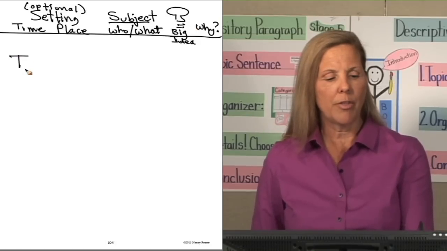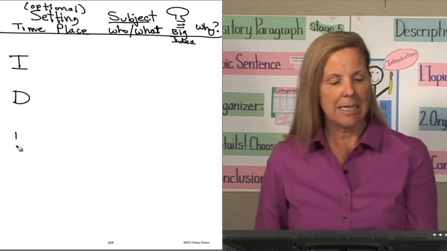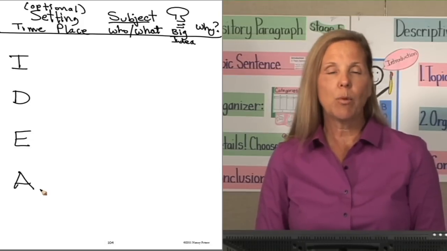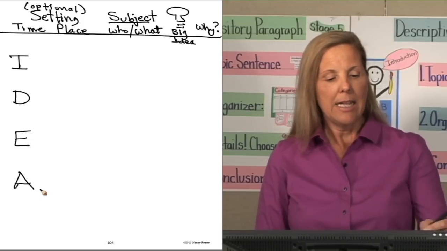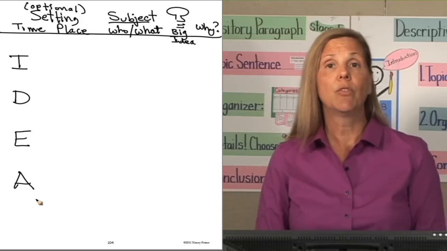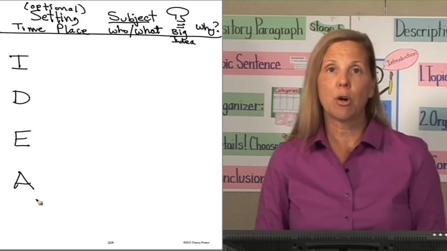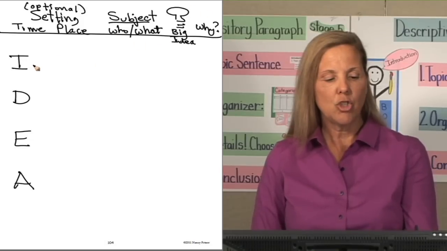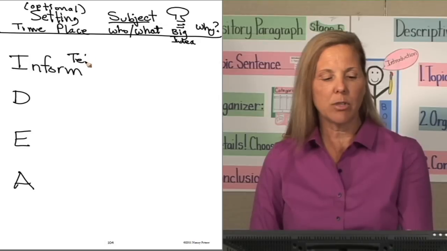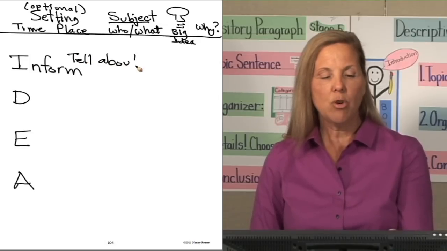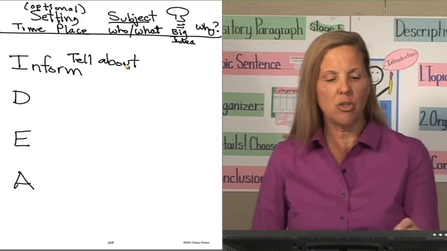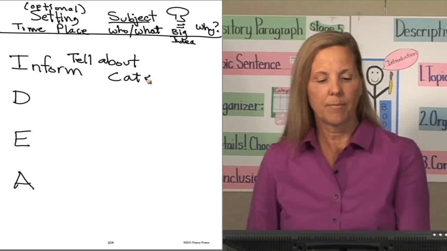So I want you on this page to write the word idea right down the side of your page. And the reason why we're going to write idea is this is a wonderful acronym for you to use to remember the purpose of information. If the information up here is to inform, that means that we're going to tell about the subject. When you tell about the subject, that means that you are going to organize the information into categories.